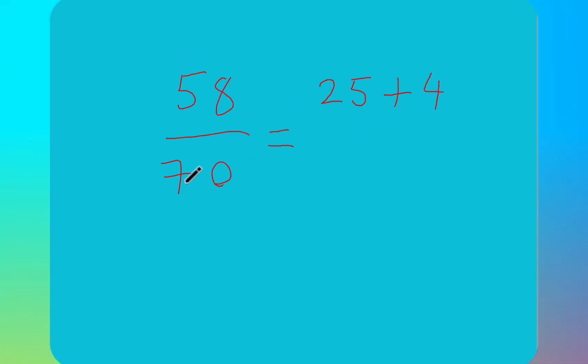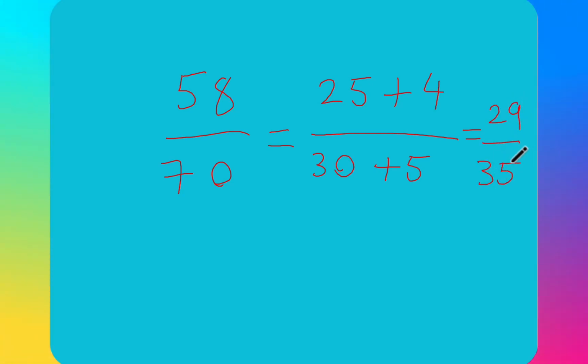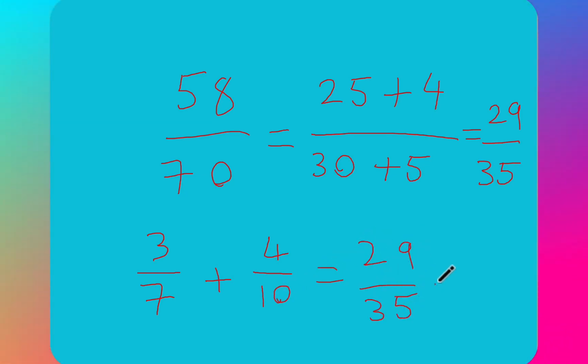And then I have half of 70. So instead of 70 parts, I'm making 35 parts. And we're going to add these together now. So we have 29 over 35 parts. And that's our answer, 29 parts of 35. So we know now that 3/7 plus 4/10 equals 29 35ths. Now we can't simplify this fraction anymore. So that's our answer, 29 parts of 35.